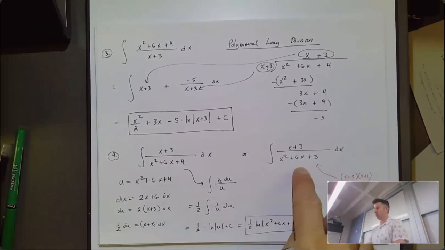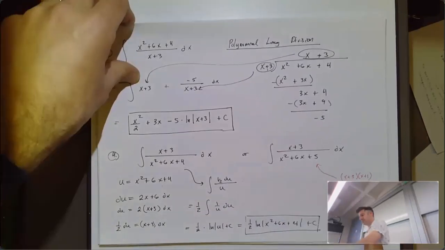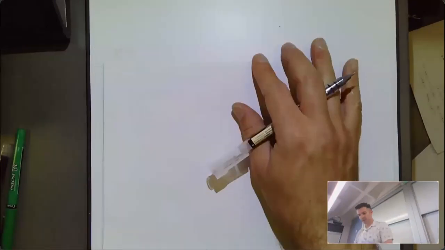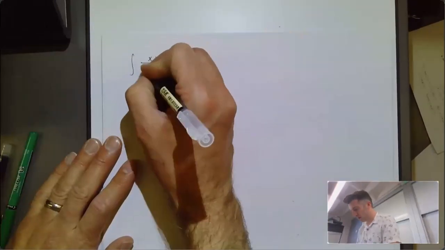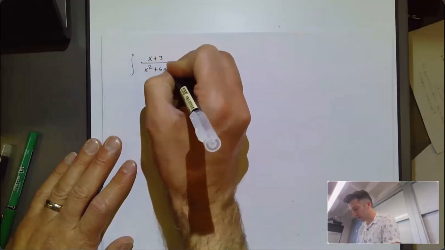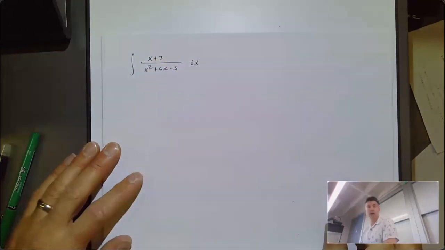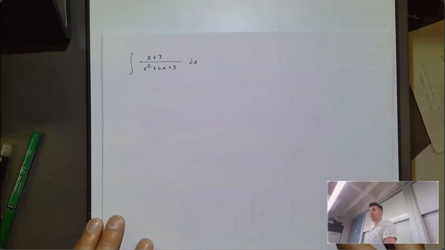Let's look at this other one for just a second. So let's say we wanted to try and do the integral of x plus 3 over x squared plus 6x plus 5. We could totally do this one with the u sub as well.